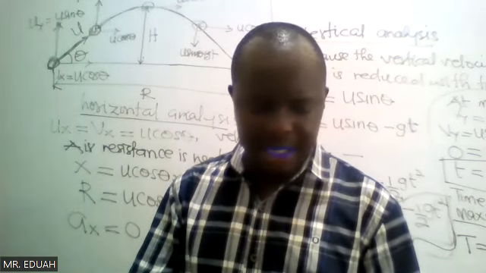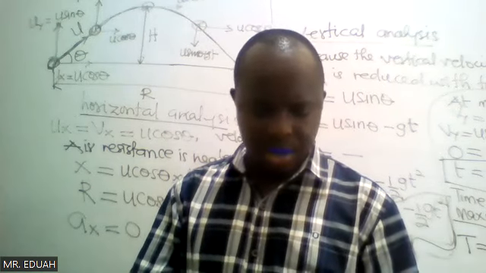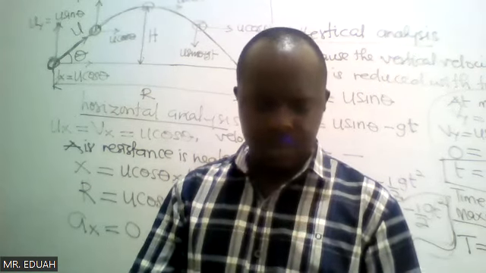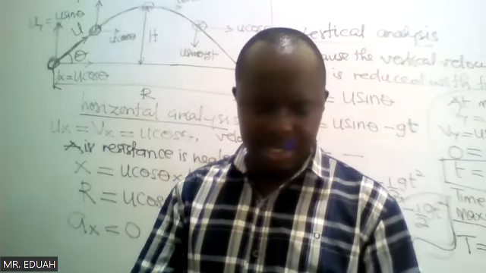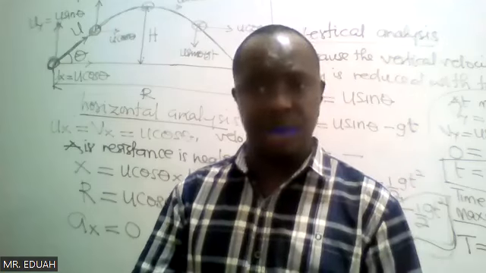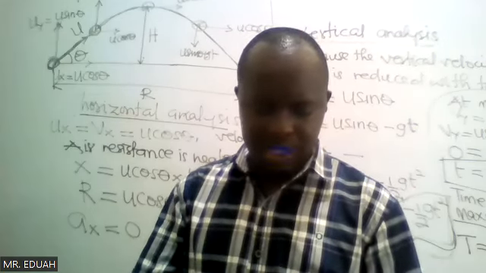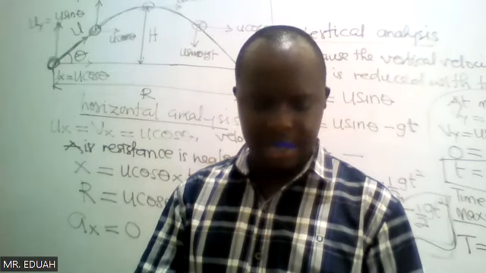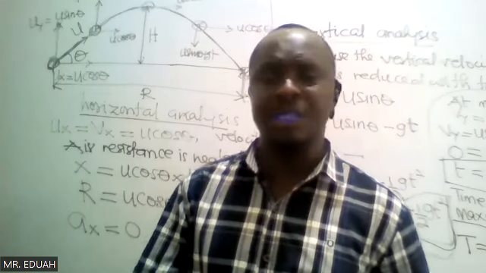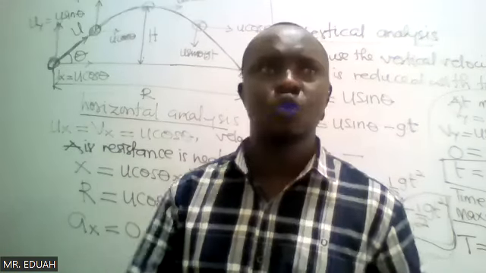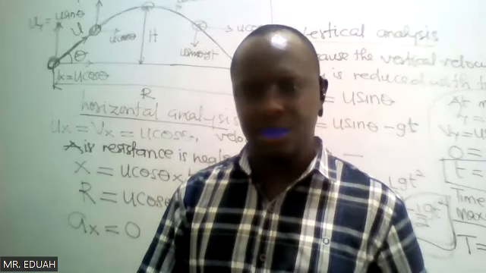So the questions are: determine the initial horizontal and vertical components of the velocity; B, determine the maximum height of the missile above the ground; and C, determine the horizontal range of the missile. Take gravity to be 10 meters per second squared.